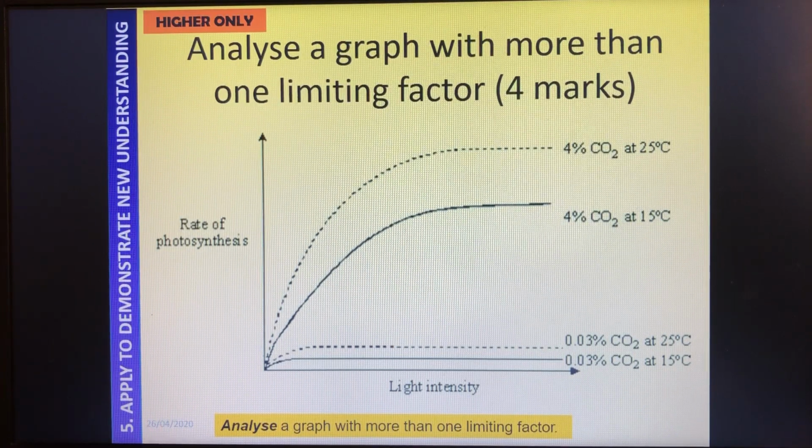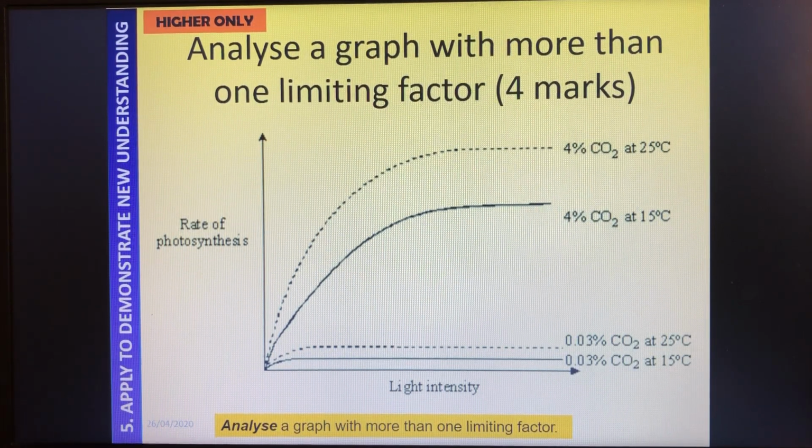Okay, now this is higher only, so if you find this a bit hard to get your head around, that's absolutely fine. Okay, we've got a couple of slides left, and then we're at the end of today's lesson. So we're looking at more than one limiting factor on one graph. So we've got carbon dioxide, we've got temperature, and we've got light intensity. Now, go with me on this, okay? You might have to listen to this twice.